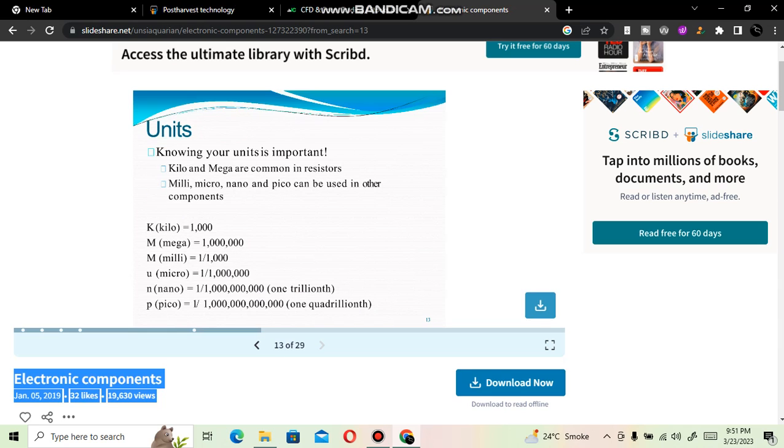Units. Now the unit is important. Kilo and mega are common in resistors. Milli, micro, nano, and pico can be used in other components. K is kilo, 1,000; M is mega, 1,000,000; milli is one thousandth; micro is one millionth; nano is one billionth; and pico is one trillionth.